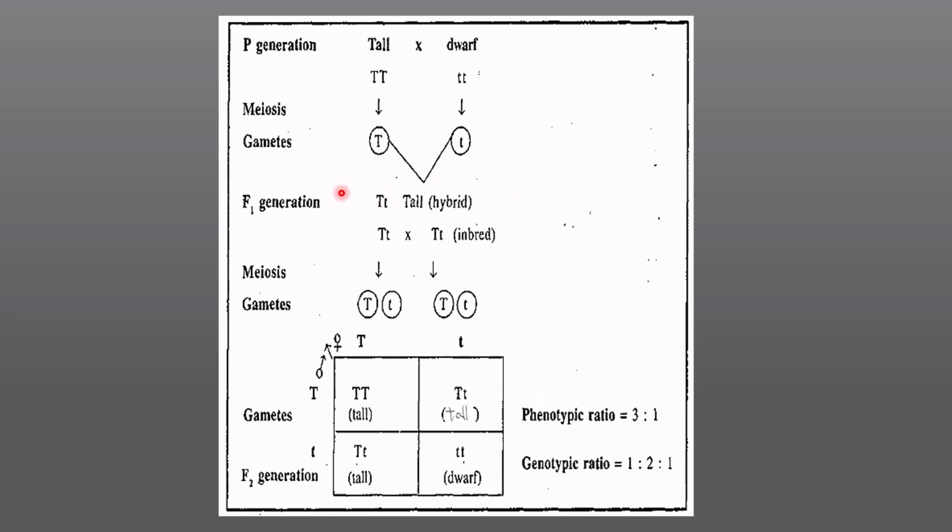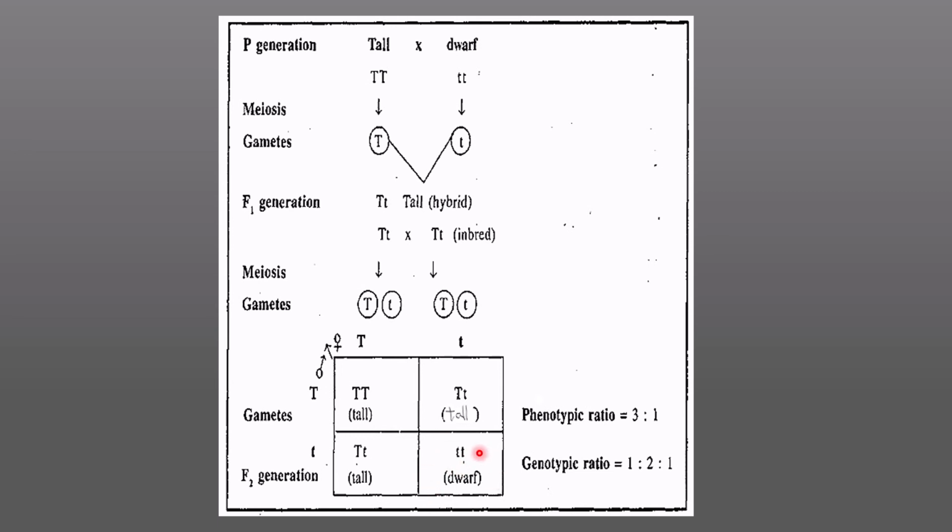So here only the tall hybrids were present, and when these two were self-crossed, see, the gamete formation happened here. One of these alleles went to one gamete, and the other appeared in the other gamete. So what happened here? The gametes are pure. This gamete has a gene for tallness, and this gamete has a gene for dwarfness. When these were crossed here, there is one homozygous tall, two heterozygous tall, and then a single dwarf plant.